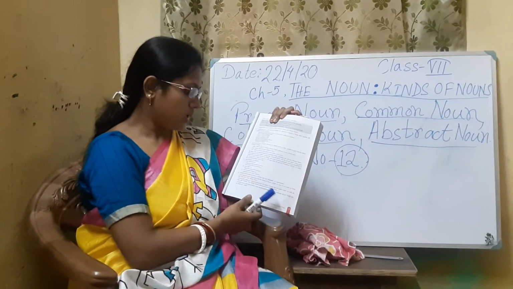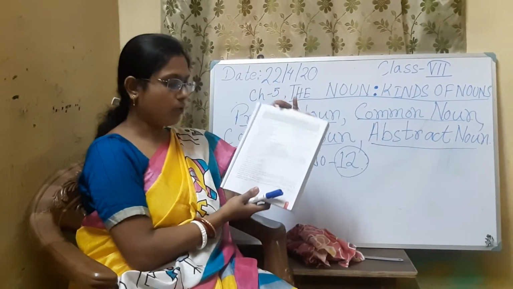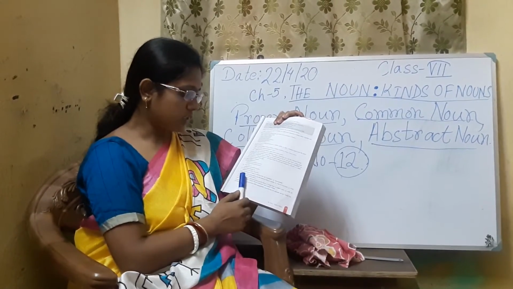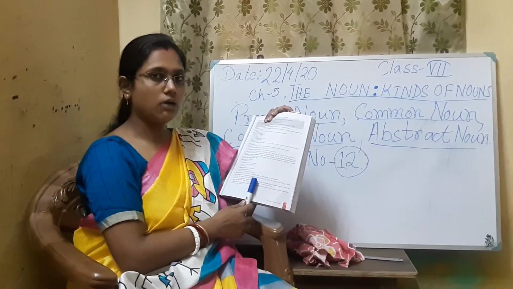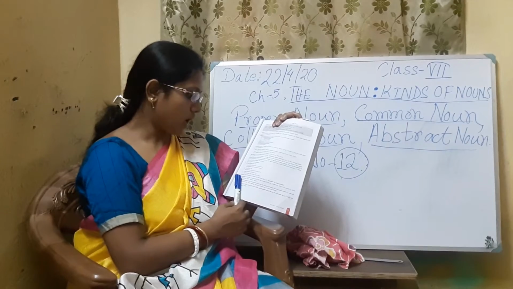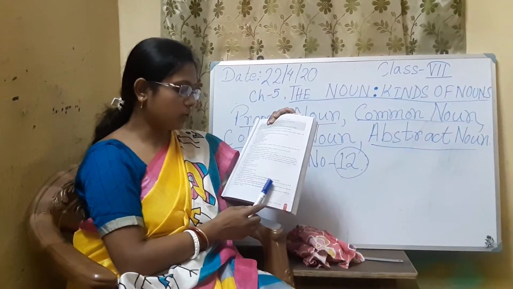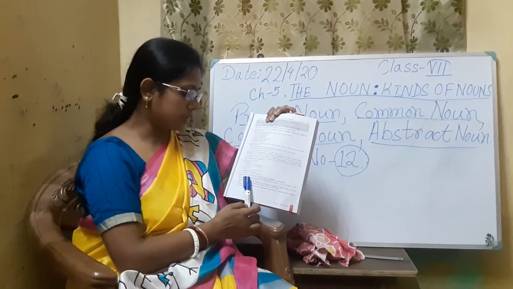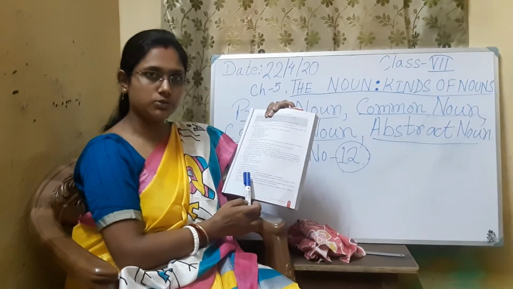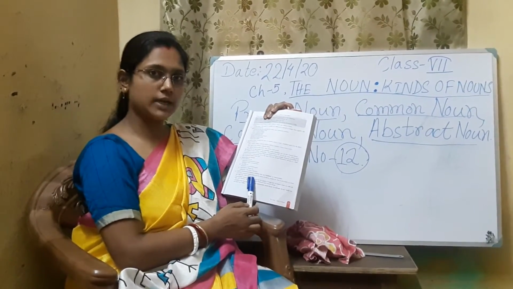Okay. Now, point number 24 in your book, here is some classification of nouns. Nouns are again classified into countable and uncountable nouns. Countable nouns means where you can count the number, like book, pen, apple, boy, sister, doctor, horse. This we can count, so it falls under the countable category.